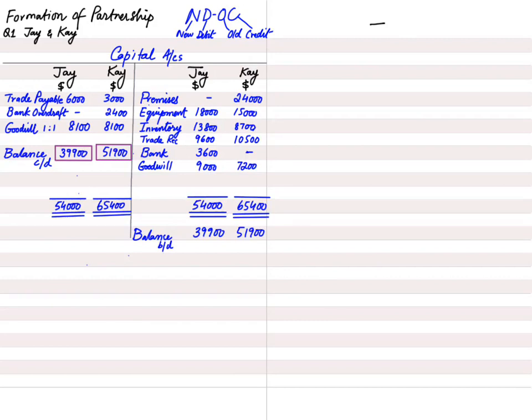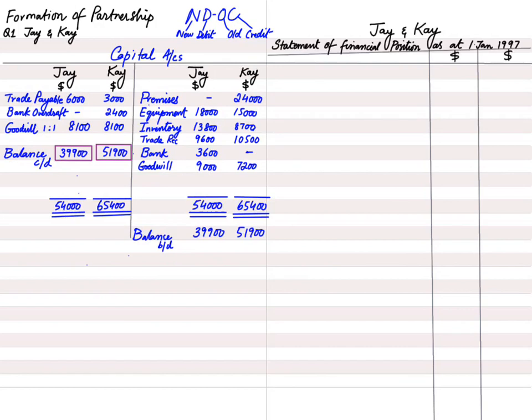The second requirement in this question, we need to make a statement of financial position. Normally the balance sheet is made at the end of the year, but in this question the balance sheet will be made at the start of the year. Means at the start of the partnership we need to see how the partnership balance sheet looks.